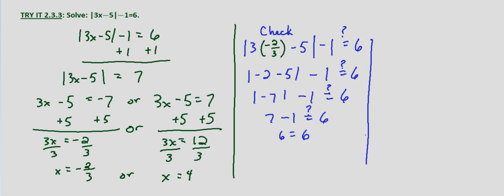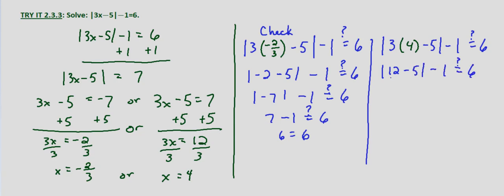Does x equal 4 work? So this was x equals negative 2/3. Now we'll check x equals 4. So the absolute value of 3 times 4 minus 5 minus 1, does that equal 6? So this is the absolute value of 12 minus 5 minus 1. 12 minus 5 is 7, so we have the absolute value of 7 minus 1. That's just 7 minus 1, which again is 6 equals 6, verifying both of our solutions.